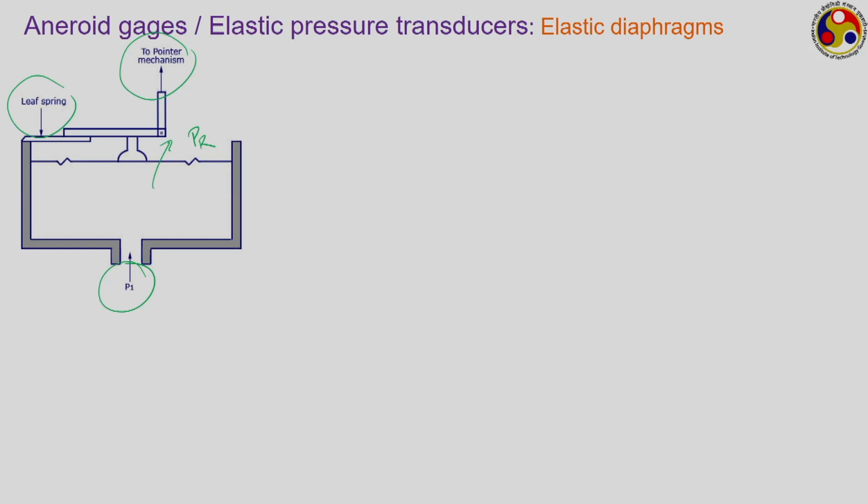One important thing here: we are using this term aneroid gauges. Aneroid means no fluid. Like the previous gauges, manometers, etc., they are hydraulic gauges, which use some kind of fluid. These are no fluid kind of devices.